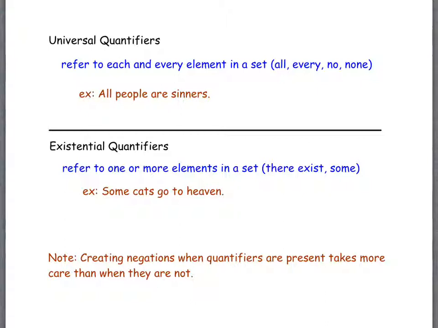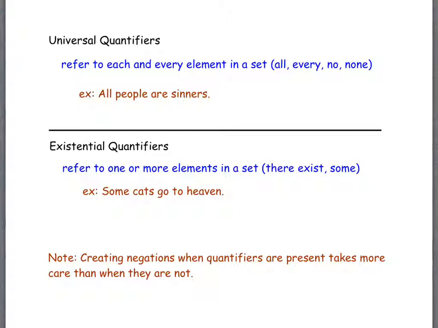Existential quantifiers refer to something existing. So you see statements that say something like at least one, or there exists, or some, okay? So something like some cats go to heaven, okay? All cats could go to heaven, and this would still be true, okay? But all that's really saying is a much weaker statement, right? Well, some of them do. At least some of them do.